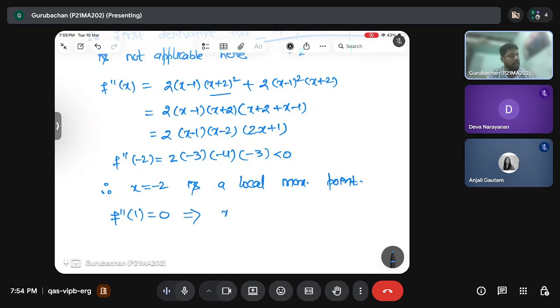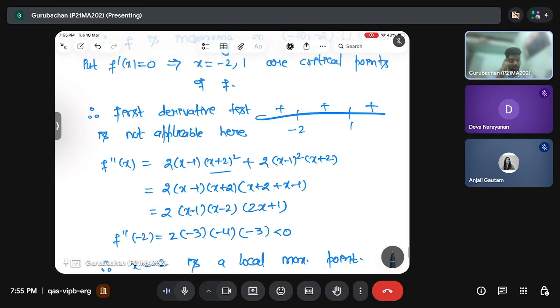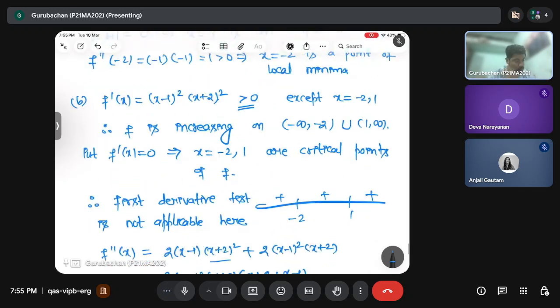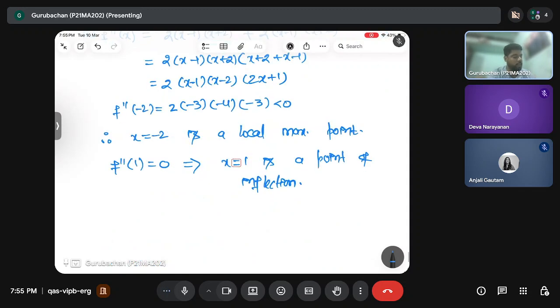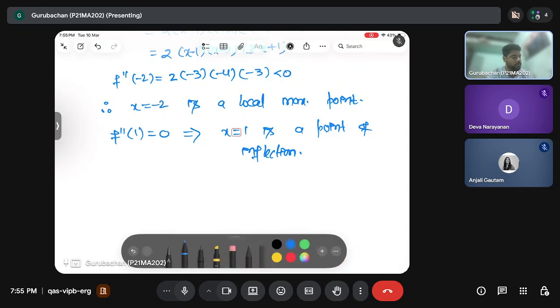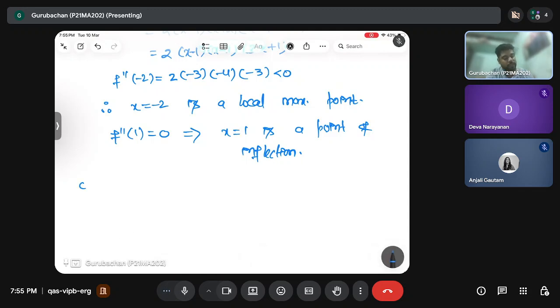So this will imply x equal to 1 is a point of inflection. So let us just recheck this calculation. So this is 2 into x minus 1 is equal to x plus 2 whole square, x minus 1. Okay, when you take 2 into x minus 1, x plus 2 common, this will give you x plus 2, x minus 1. This will be 2x plus 1. Is it correct? It is correct. So now let us move to the C part.